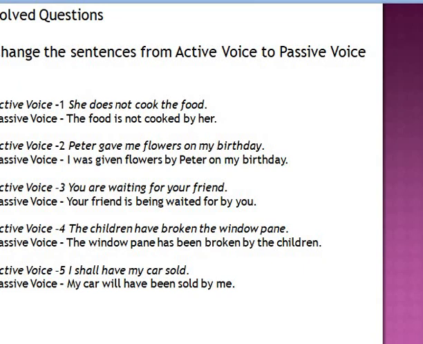You are waiting for your friend. Your friend is being waited for by you. The children have broken the window pane. The window pane has been broken by the children. I shall have sold my car. My car will have been sold by me.